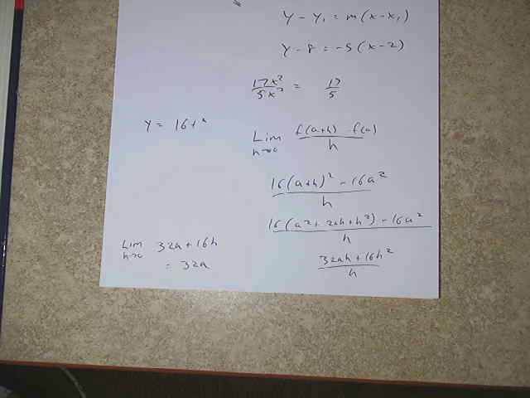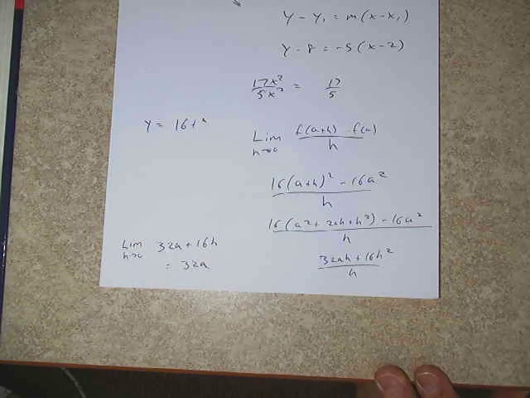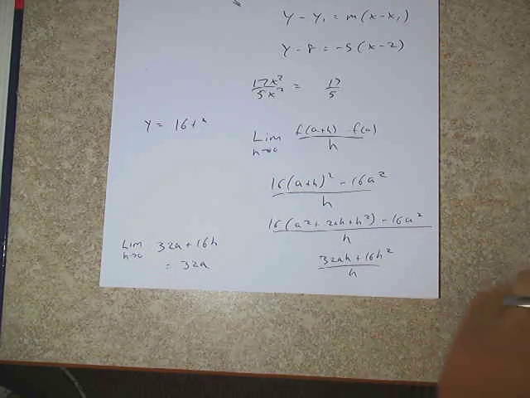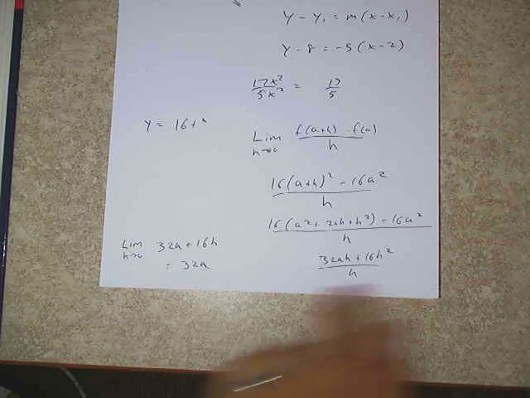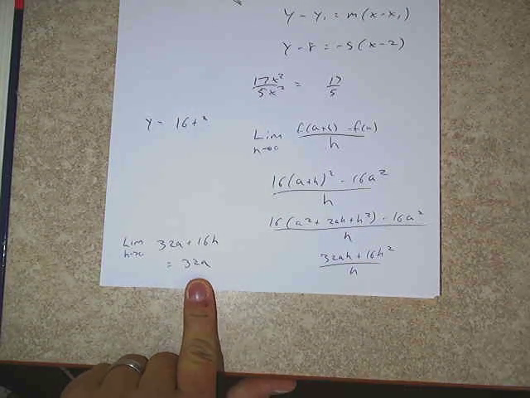Can we just go right to the next line and write 32ah plus 16h squared over h? I can, because I've done it enough. If you can't, do it every step and write them all down. But if you can visualize that a squared is going to be gone because of that, then go ahead and just do it and go to the next step. The other thing we can also do is factor out h and cross the h out. We know that these h's are going to cross out, so we can just write 32a plus 16h.